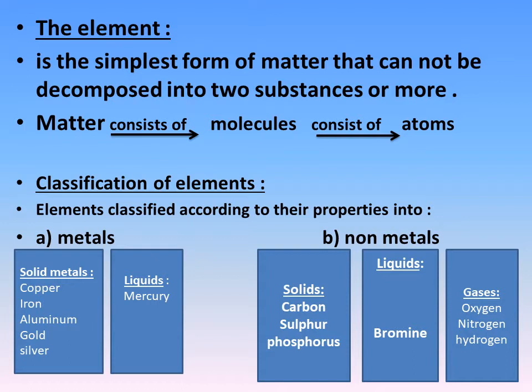Classification of elements. Elements are classified according to their properties into metals and non-metals. Metals are classified into solids and liquids. Solid metals such as copper, iron, aluminum, gold, and silver. Liquids: the only metal in a liquid state is mercury.